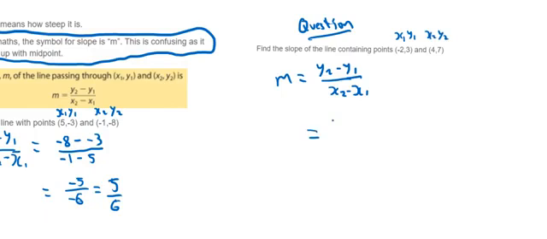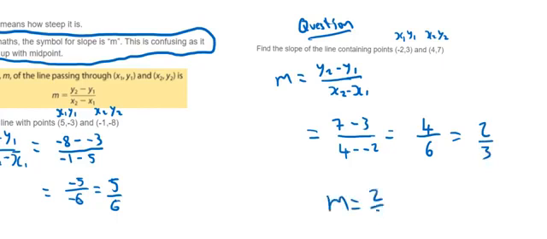So y2 is 7 minus y1, which is 3, and x2 is 4, and x1 is minus 2, so minus minus 2. On top 7 minus 3 is 4, on the bottom 4 minus minus 2 is 6, because minus minus makes plus. So I can simplify the answer to 2 over 3, so you can always simplify the fractions at the end. So my slope here, m equals 2 over 3.